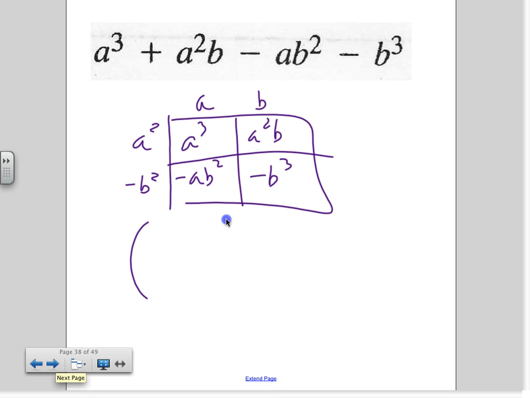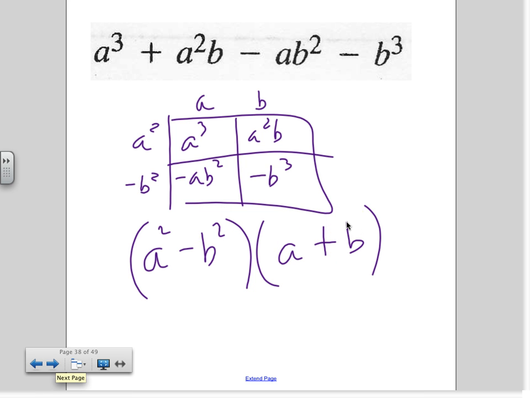Watch what happened. Here are my 2 factors. A squared minus B squared, A plus B, right? So I'm like, la-di-da, I'm done, right? But remember that last question I asked? Is everything completely factored? No. Well, if you look right here, I'm like, okay, that's definitely completely factored.